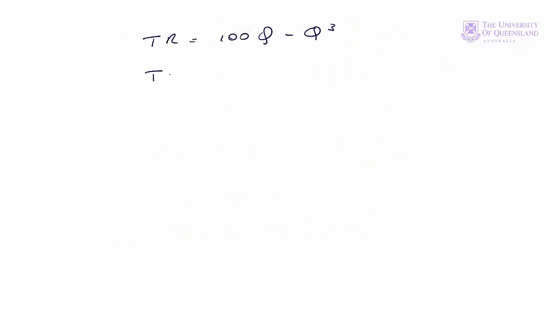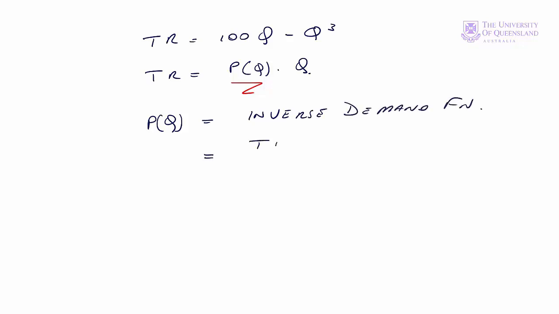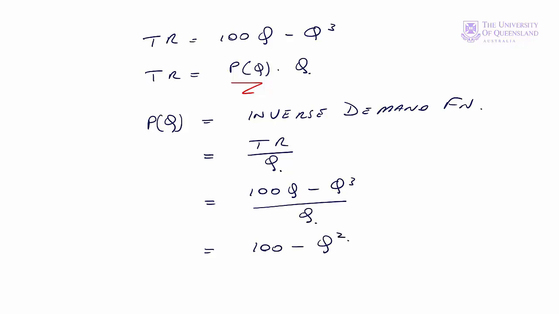As we saw before, total revenue is equal to price as a function of quantity times quantity. This is our inverse demand function. So price as a function of quantity, that's equal to the inverse demand function, is equal to total revenue divided by quantity. So that's 100q minus q cubed on q, and it's equal to 100 minus q squared. So we found both the total revenue function and the inverse demand function.